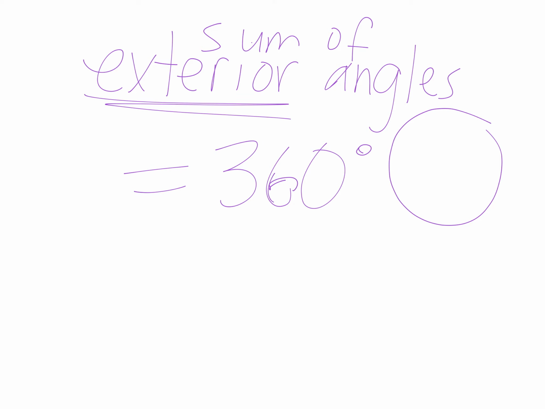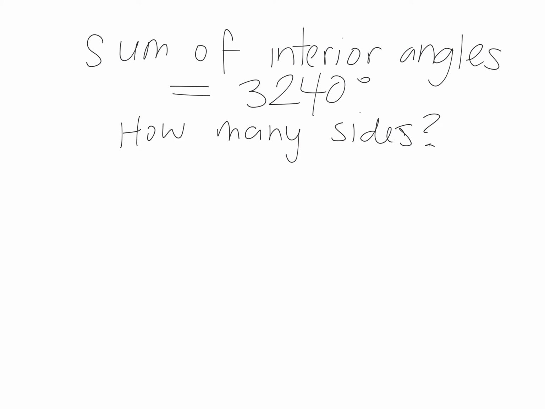So what's the measure of one exterior angle? How would we calculate that? Danica just said it. 360 divided by 15 equals 24 degrees.